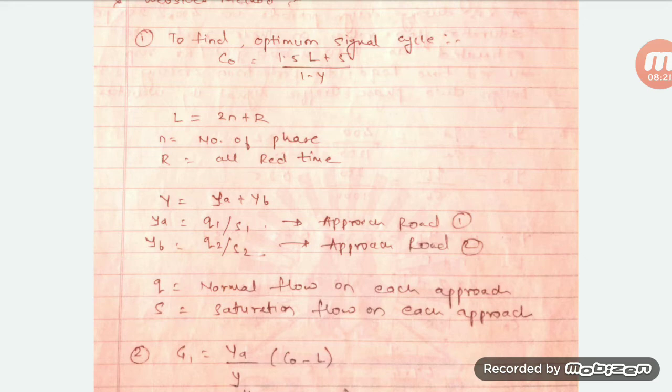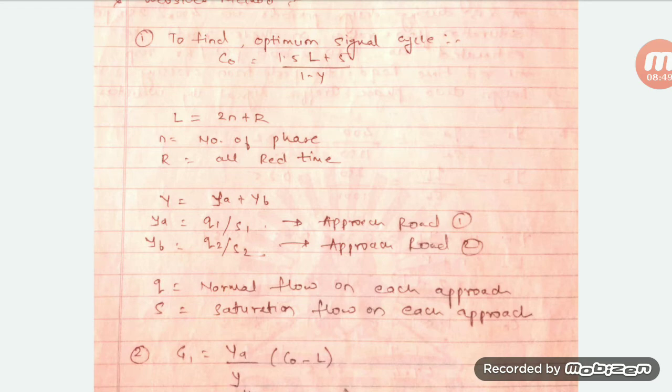C naught is equal to (1.5 L plus 5) upon (1 minus Y), where L is the lost time of the vehicle, where L is equal to 2n plus R, where n is the number of phases and R is the all-red time. During this all-red time the vehicles should be stopped, that is the lost time for the vehicles. Y is YA plus YB.